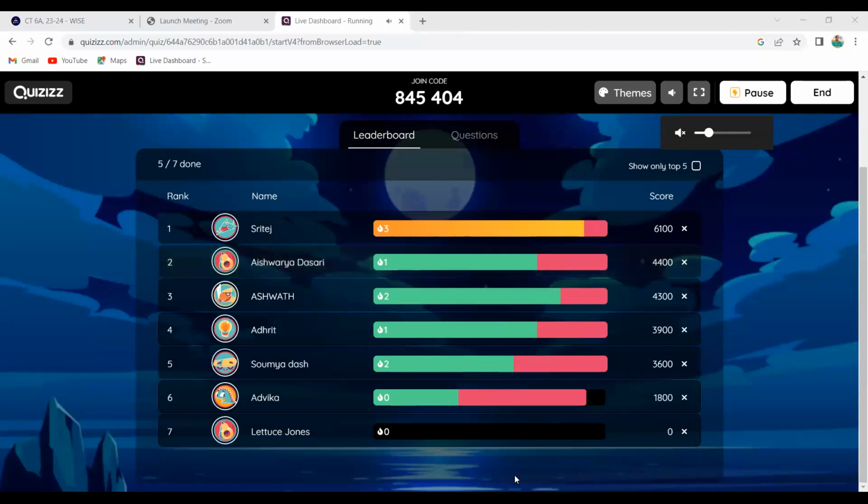Very good. Aishwarya is steady. She is doing good, Aishwarya, but initially she was very good. All of you are very good children. Sritej, Aishwarya, Ashwath, Adrit, Soumya, everyone is doing great work. Advika too, still one last bit she is doing. Let her complete, because it depends on the network also, children. The quiz depends on the network. Very good job. Bye, children. Have a good day.